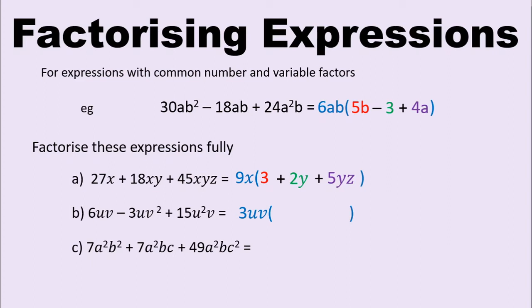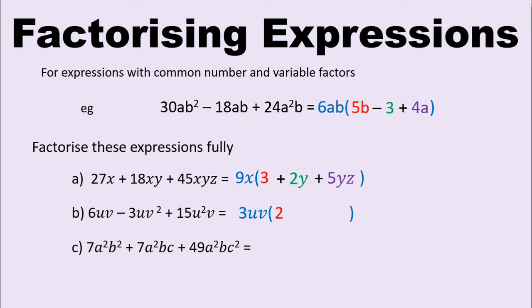6uv divided by 3uv. Number divided by number would be 2, and letters divided by letters, they cancel out completely. uv divided by uv would be 1, so 2 times 1, which is 2. Next term is a negative term. Negative 3uv squared divided by positive 3uv would end up as a negative inside the bracket.